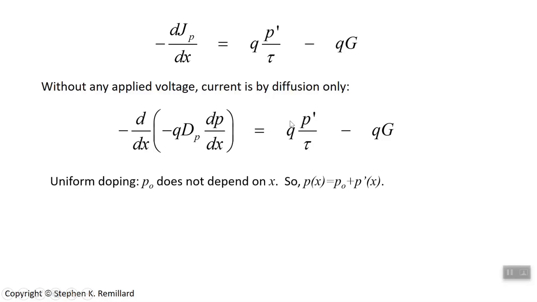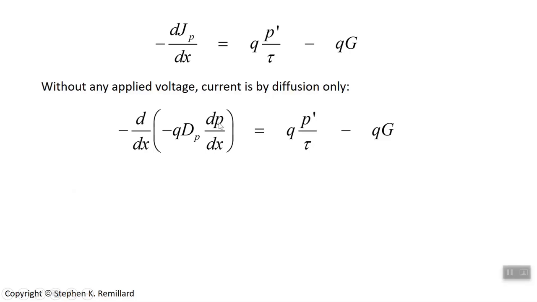So I have this question. What about p? There's a p prime, the excess hole concentration, and this is p, the hole concentration. What should we use? Well, it's actually a very simple matter. The hole density throughout a semiconductor is the equilibrium hole density, p0, plus the excess hole density, p prime. Well, p0 comes from the doping, so if the semiconductor is uniformly doped, this gets simpler. And so we'll assume uniform doping.